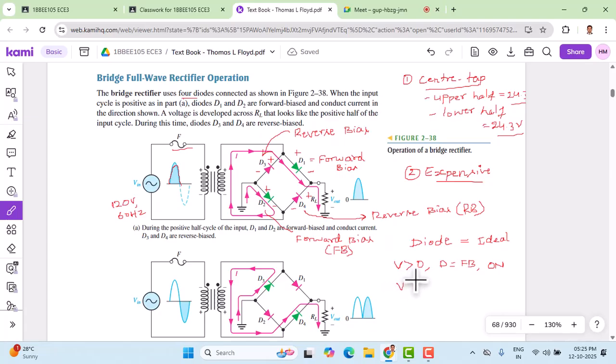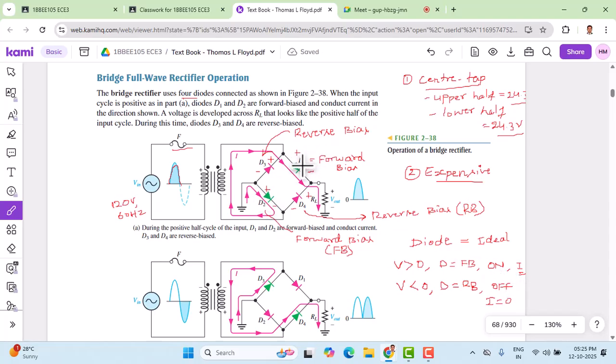Whenever the applied voltage is less than 0, the diode becomes reverse biased and it is turned off. In the forward-biased case, current I exists; here, current becomes 0, I is going to be 0. So that's how the current flows.